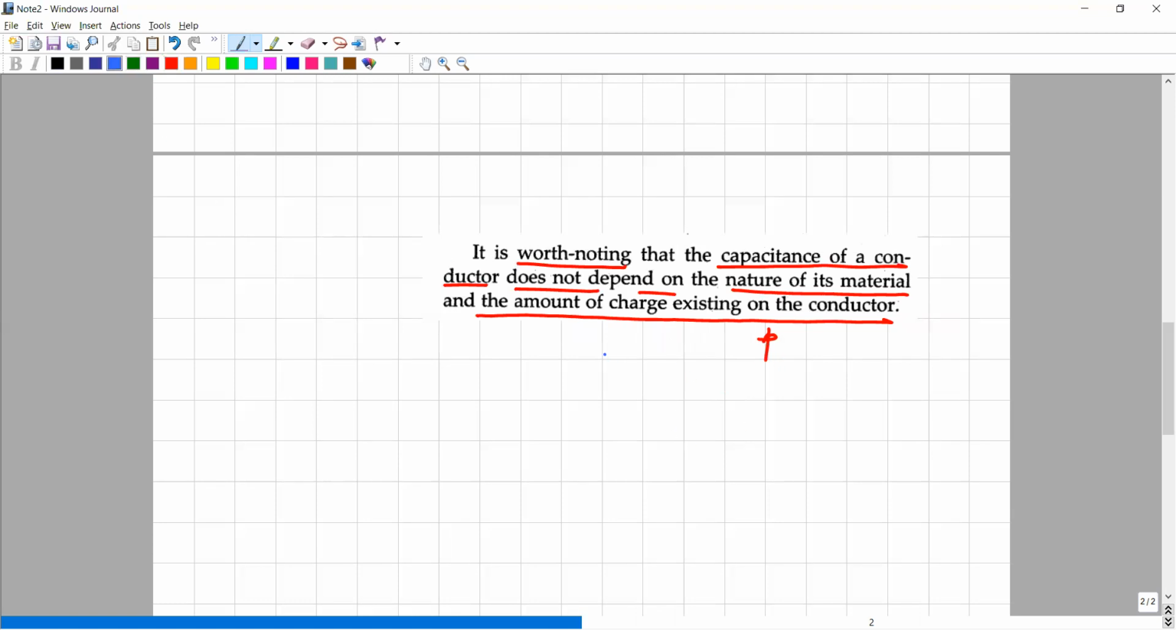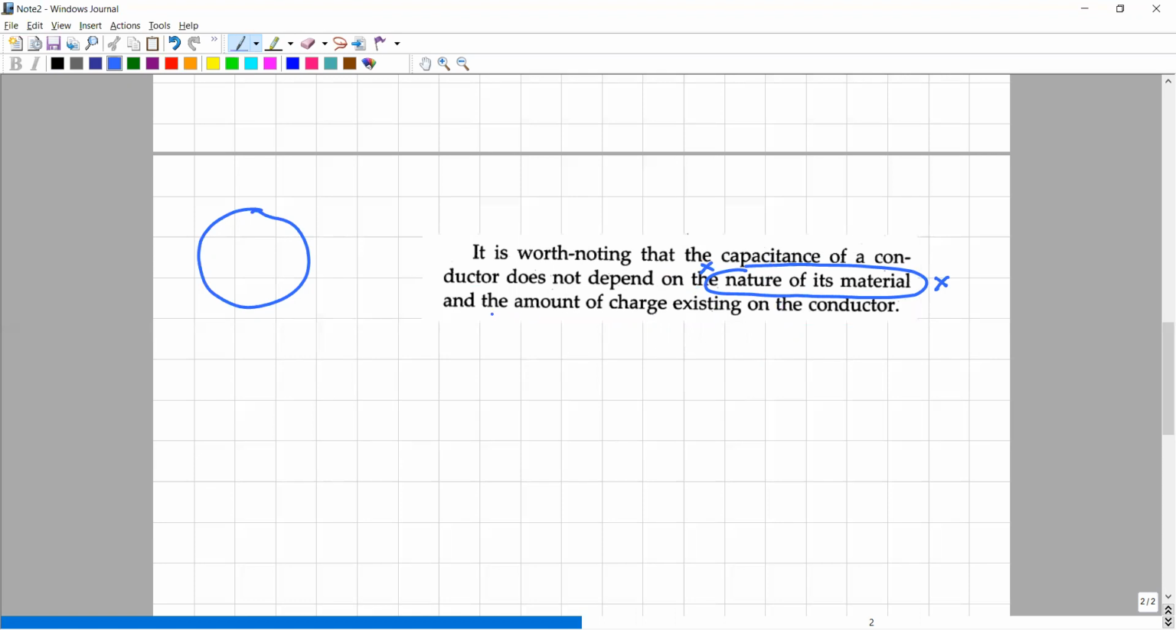Now, you will always have this particular conceptual dispute that, sir, how does it not depend upon the nature of the material, because a conductor can be a good conductor or not so good conductor. There are a variety of different conductors. Some have higher conductivity. I mean, conductivity is also a property of a conductor. So how does the capacitance have no relation with the nature? Does it mean it does not have any relation with the conductivity? This we will discuss later.